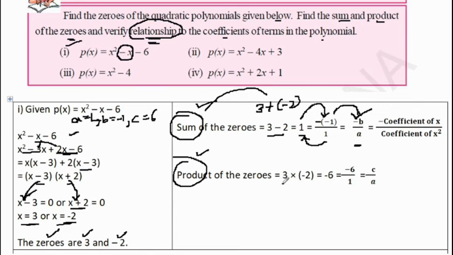Product of zeros, product means multiplication. We have to multiply the zeros. Our two zeros are 3 and minus 2. 3 into minus 2 is minus 6. We have to write minus 6 in such a way that we get the formula. So minus 6 by 1 is nothing but c by a, which is nothing but constant by coefficient of x square.